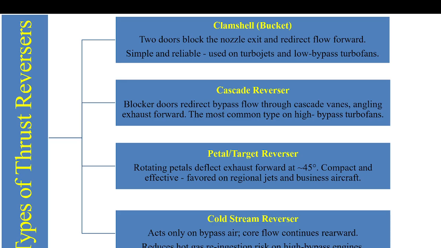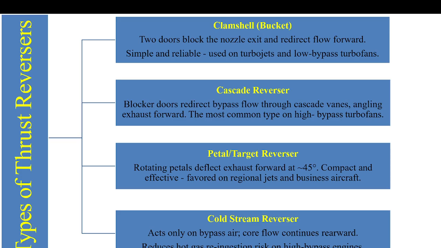Moving further, these are some of the types of thrust reversal: bucket, cascade, targeted, cold stream. In the bucket type, two doors block the nozzle exit. There is something called nozzle opening and closing, where the opening or closing of the nozzle is done with two doors. That can be considered where you do not require generating thrust, but you are trying to cut short the thrust. Next, the blocker or reverse cascade, where cascade vanes angle the exhaust at different angles.